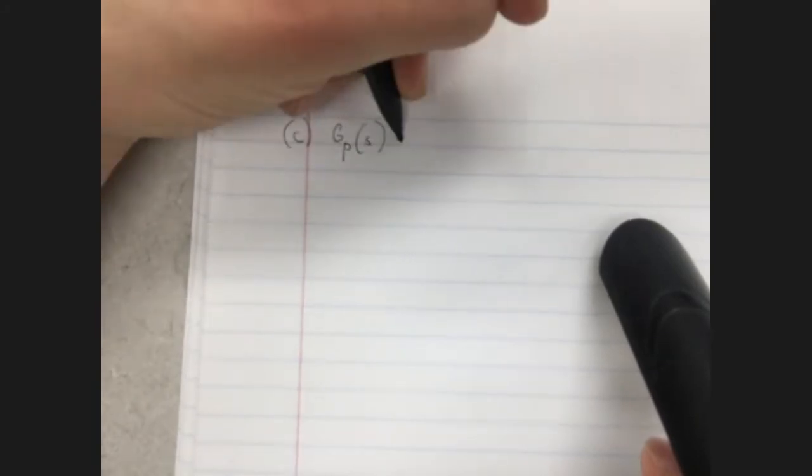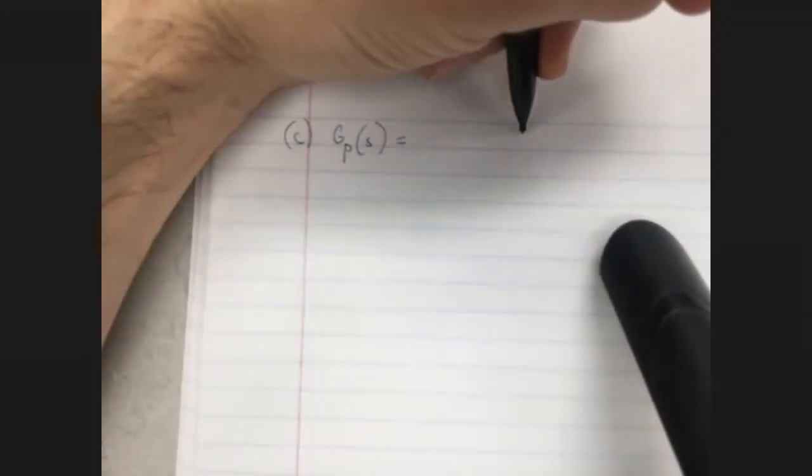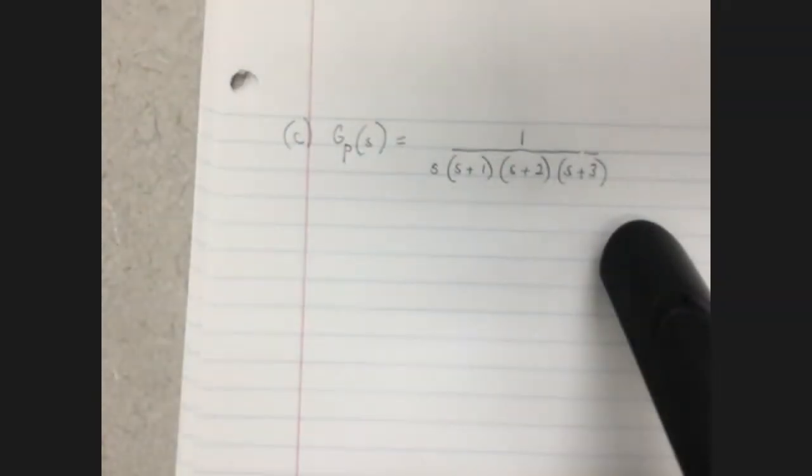Same thing, all I want you to do is to sketch the real axis and those asymptotes. So let's say I've got this plant, G P of S. Let's say it's 1 over S, S plus 1, S plus 2, S plus 3. Okay, let's go ahead and try that out.